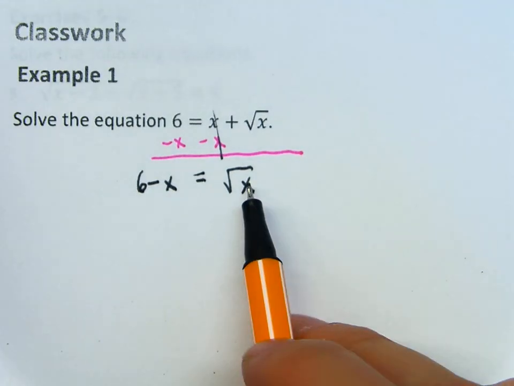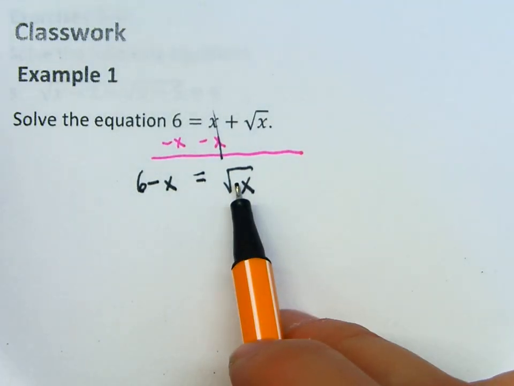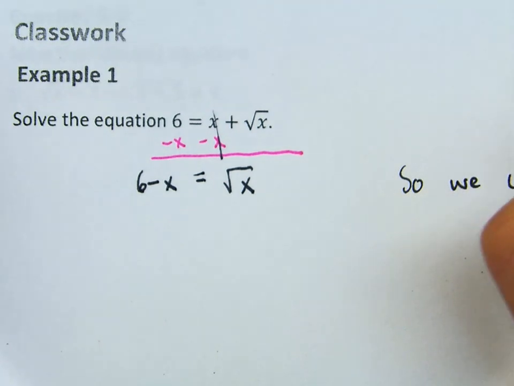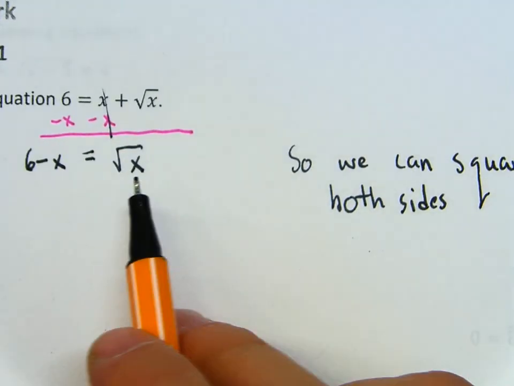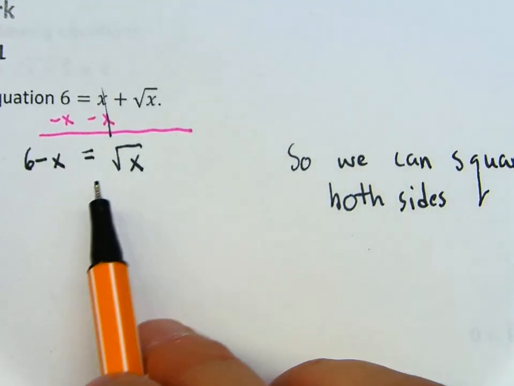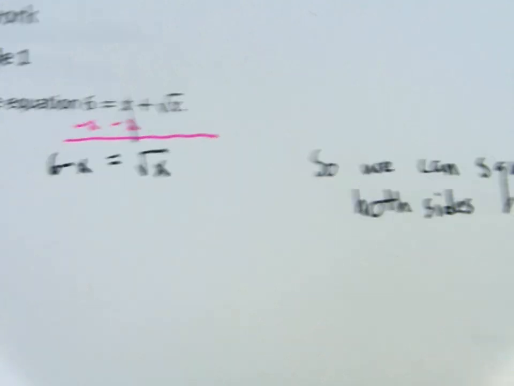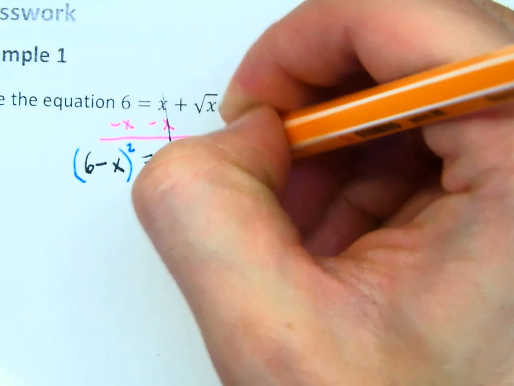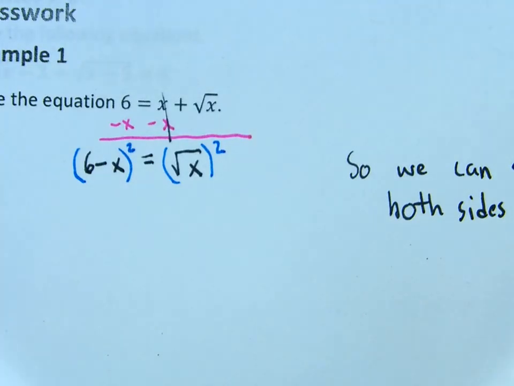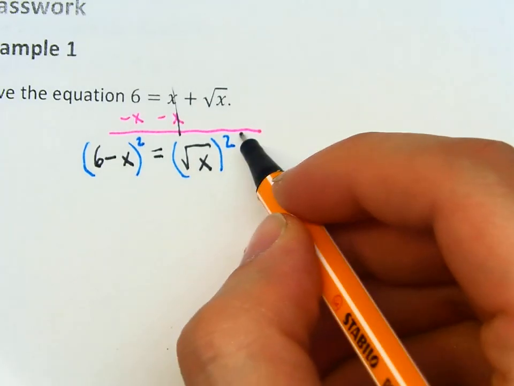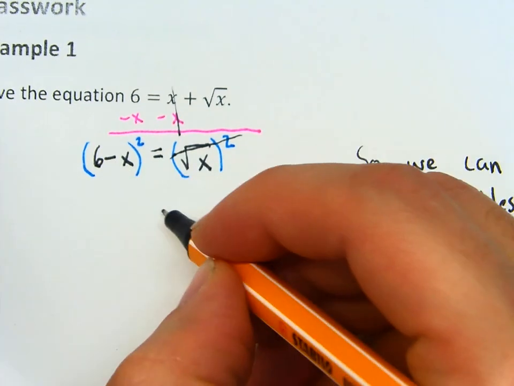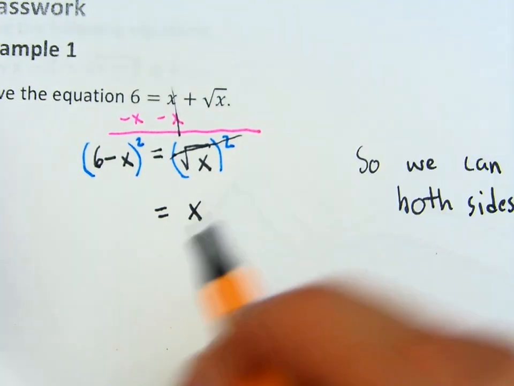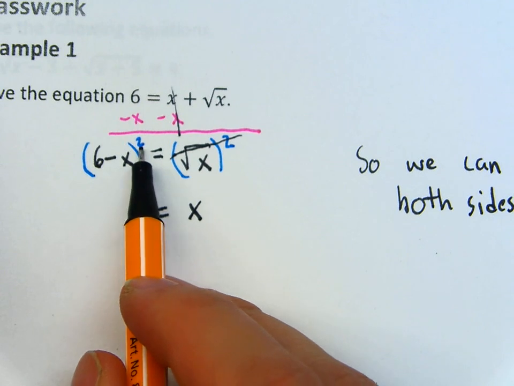And what was the purpose? Why do we want the square root by itself? So we can square both sides, okay? Because the square root is by itself, we could square both sides. So what would you do next? We're going to take both sides and square them. Then these two cancel out, and what's left is the x. And now we have 6 minus x, the whole thing squared.